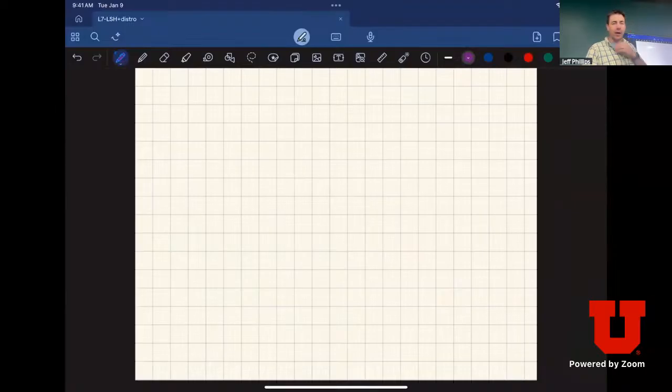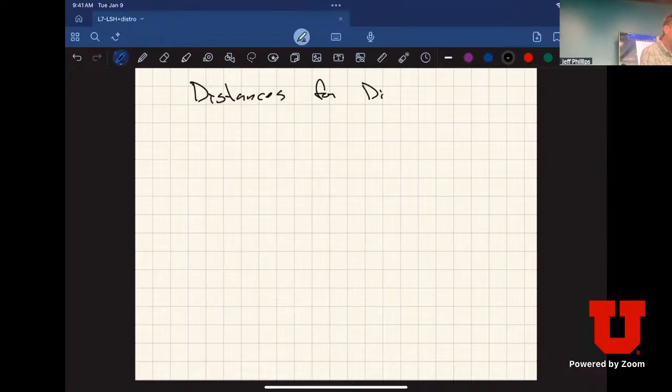Okay. I want to tell you about the last 20 minutes of this section and this lecture. I want to talk about an important class of distances that are really used for modeling, and some of these will show up in a lot of projects in the class. So, distances for distributions.